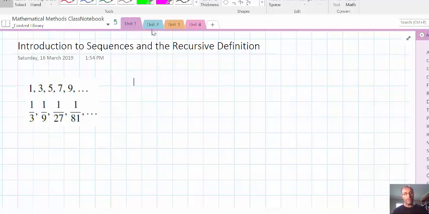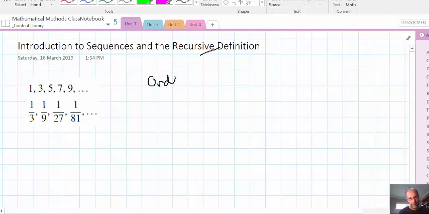We're introducing ourselves to sequences and the recursive definition of sequences in particular. So you can see we've got two lists of numbers here. 1, 3, 5, 7 and 9 is the first list, and then we've got some fractions listed, and they're examples of sequences. A sequence is basically a list of numbers where the order is important. Okay, the order is quite relevant.